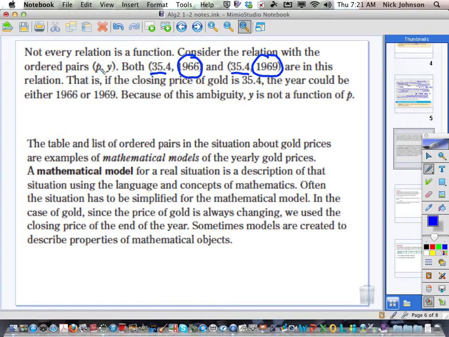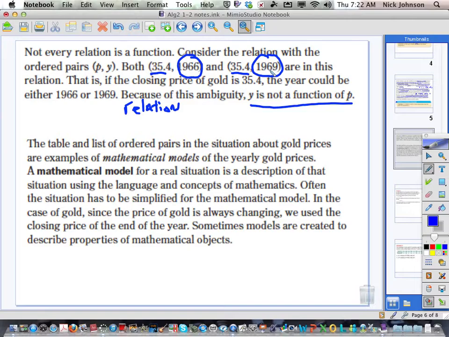So P comma Y's information is only a relation. Y is not a function of P, so that's how you would say that. Y, remember dependent variable first, is not a function of P. You have to have that "not" in there because it maps to two different y values.